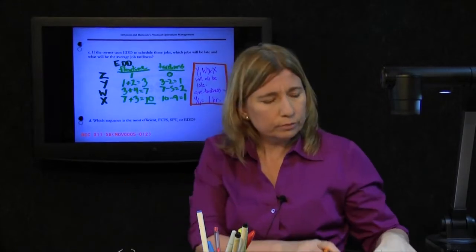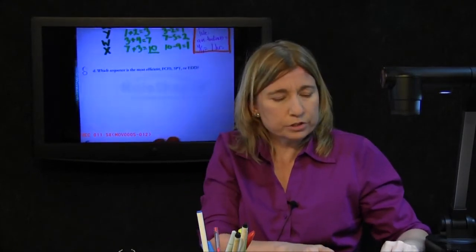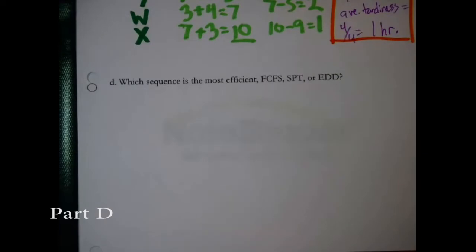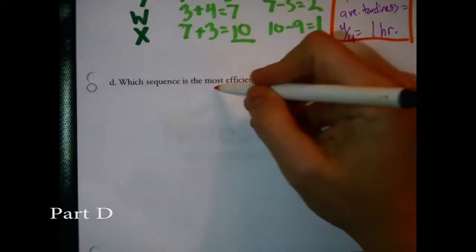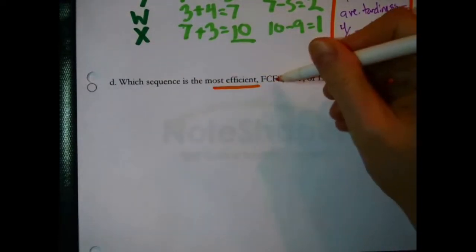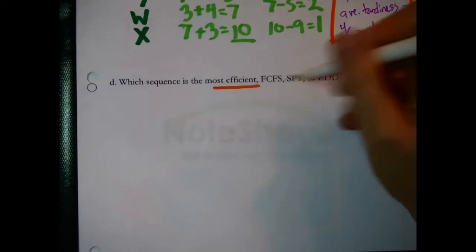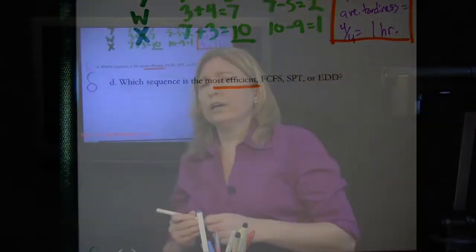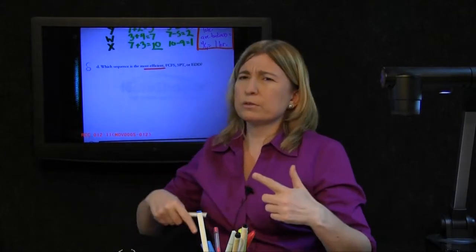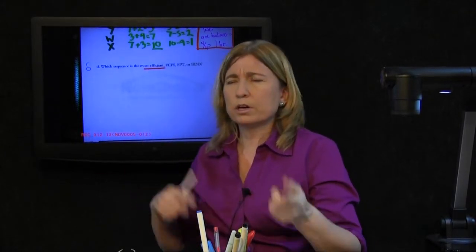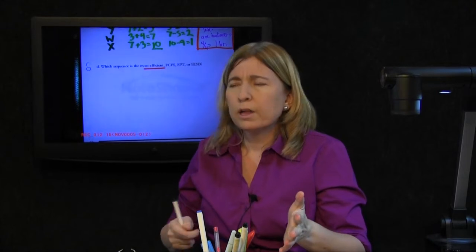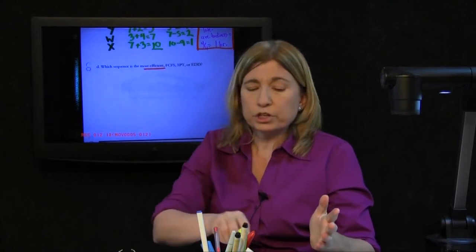Okay. Now, last question. Which sequence is most efficient? First come, first serve, shortest processing time, earliest due date. These were the 3 that we were looking at. Now we have 3 different sequences and the in-home caterer only wants one of them. Which one is the most efficient?